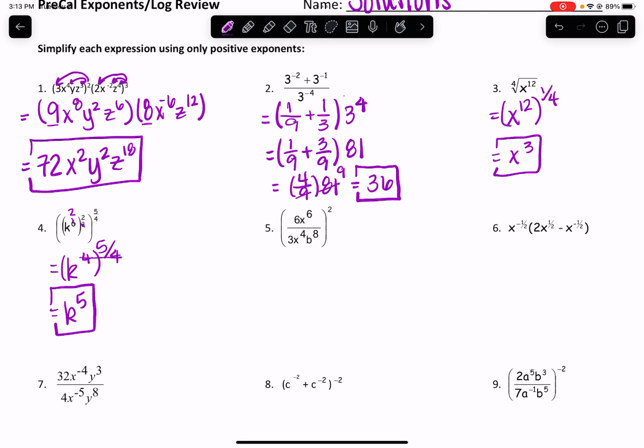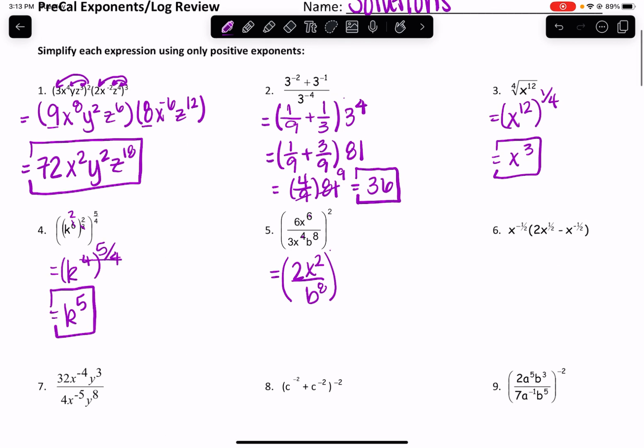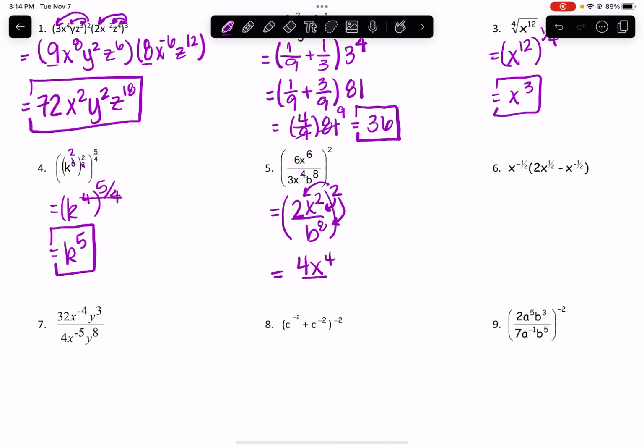Okay. Next one, I'm going to distribute that. Actually, let's simplify inside first. So that's 6x squared divided by, 6 divided by 3 is 2. 6 minus 4 is x squared, and then it's over b to the 8th, squared. So now I'm going to distribute that squared to everything. So that's going to be 4x to the 4th divided by b to the 16th.